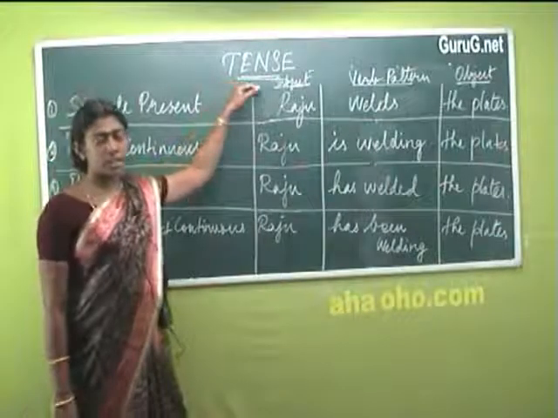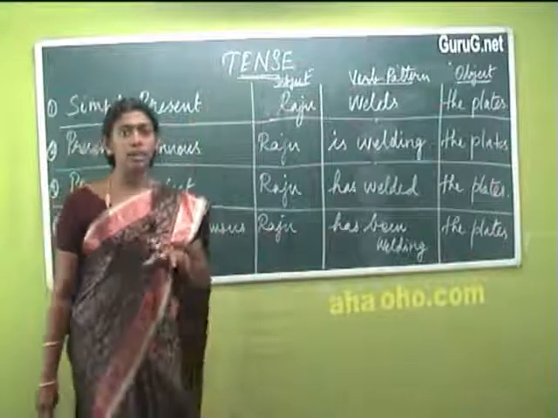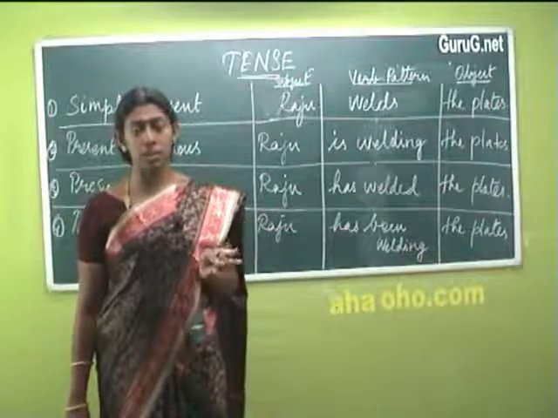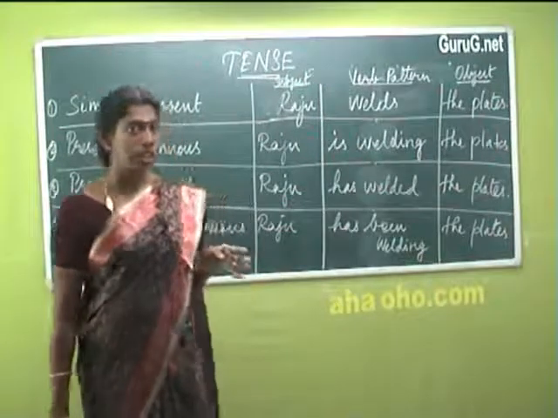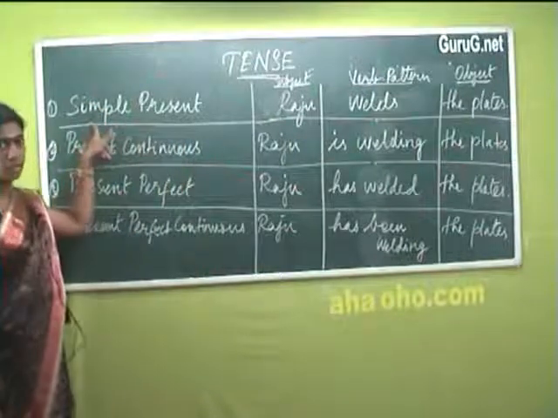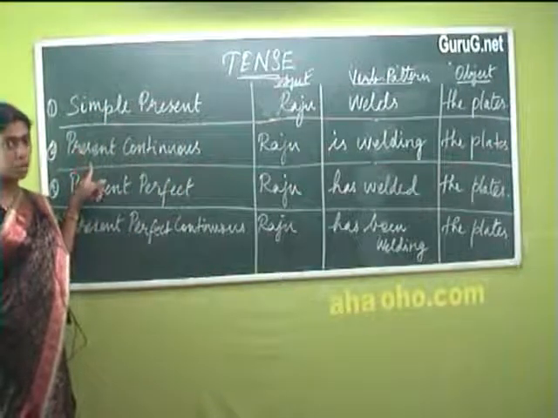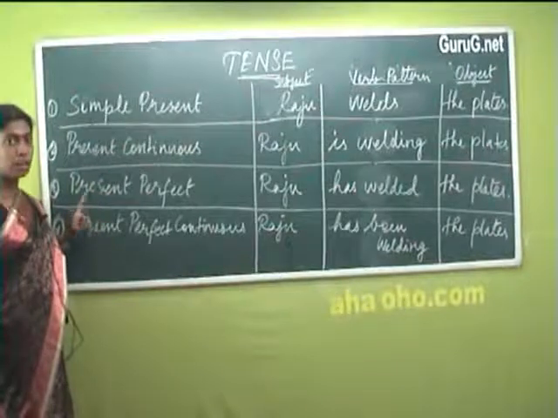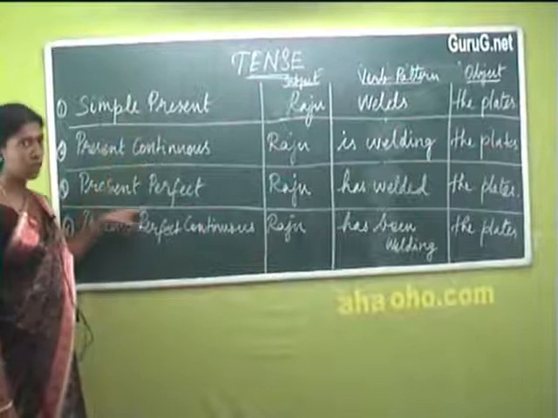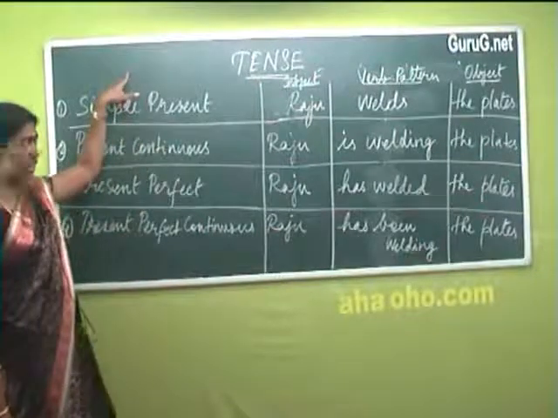The topic of the session is tense. When we study tense, we study the major three divisions. One is present tense, the other one is past tense, and we study future tense. So when we take present tense, we have four classifications in that: simple present, present continuous, present perfect, and present perfect continuous. So we have to study these four classifications when we take present tense.